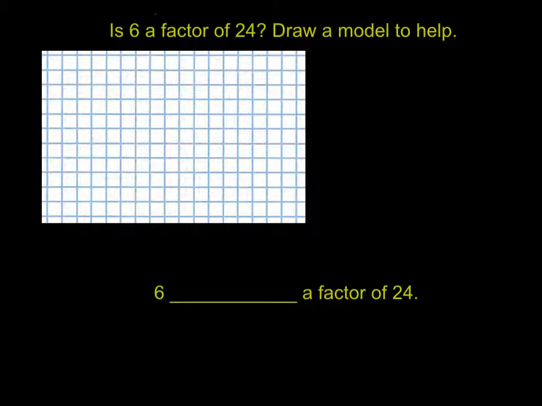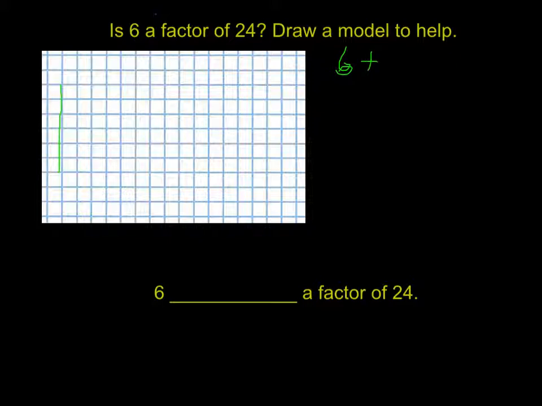On this next page, we have: is 6 a factor of 24? Draw a model to help. So we're going to draw a model here. We're going to think a little bit about this. 6 and 24. What we're asking when we draw a model is, we're going to draw 6 down: 1, 2, 3, 4, 5, 6. And how many do we have to go over in order to find 24 and see if we can do this evenly?